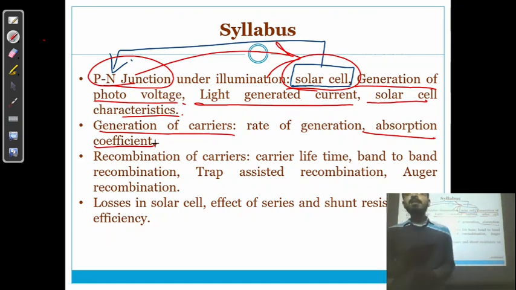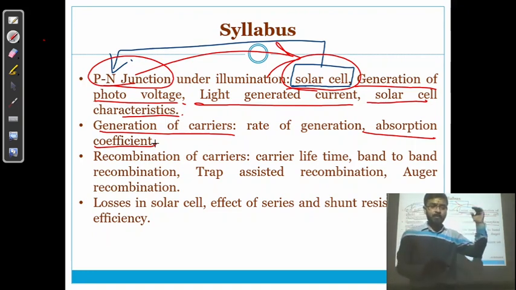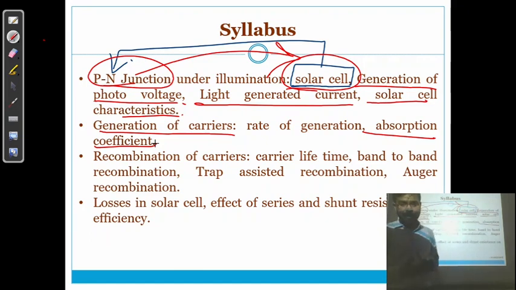A solar cell is made up of semiconductors, and semiconductors have their absorption coefficient. Now, how their absorption coefficient is going to affect the absorption of photons, the absorption of electromagnetic waves by the semiconductor, and how that semiconductor will convert those electromagnetic waves or photons into electrons, and the flow of electrons, that is current.